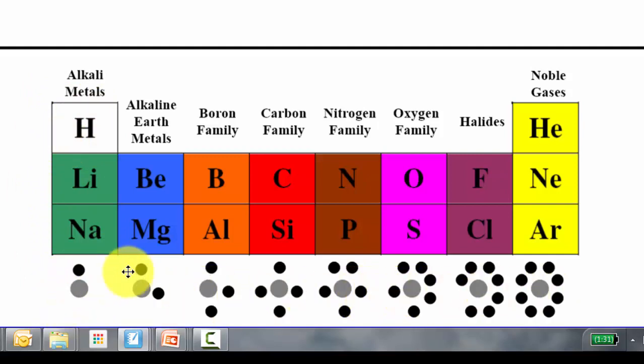But you can see the black dots here represent the number of valence electrons. So depending on what family you're in, the oxygen family all the way down is going to have the same. They're going to have 6 valence electrons. The halides, fluorine, chlorine, and also bromine, iodine, are all going to have 7 valence electrons. So depending on where you are, we can tell a lot just by where you're located in the periodic table of elements.